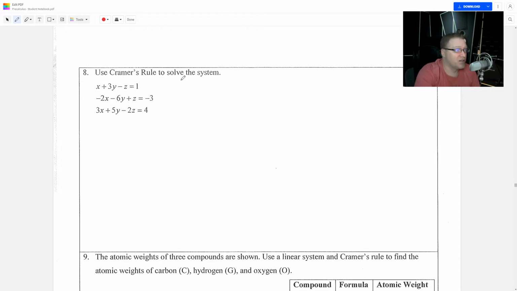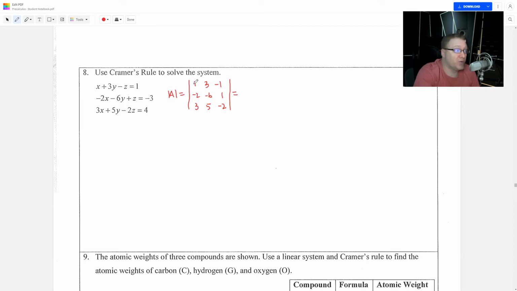First thing we're going to do is find the determinant of A. So I'm going to say the determinant of A is going to equal, and then we write out our A matrix. Now, what's our A matrix? It's going to be 1, 3, negative 1, then negative 2, negative 6, 1, and then 3, 5, negative 2. So we want to find the determinant of that. Now remember, how do we find the determinant of that?